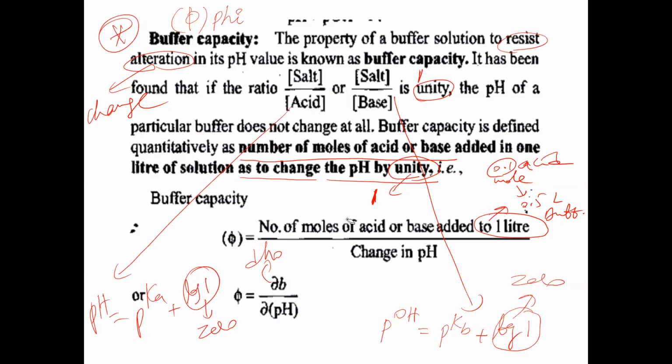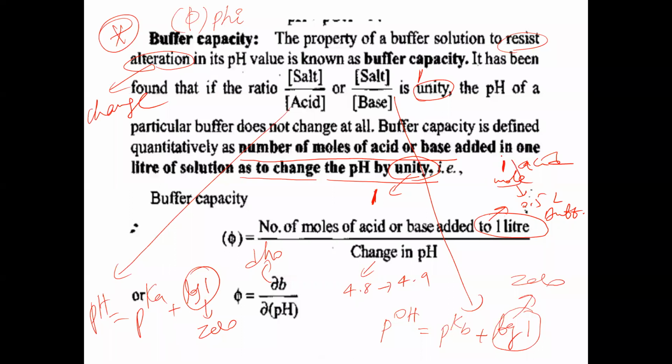And suppose the change in pH is from 4.8 to 4.9. What is the difference? 0.1. So 0.1 is the change in pH. Like this, we check the initial pH value and final pH value. Final pH minus initial pH is the change in pH.